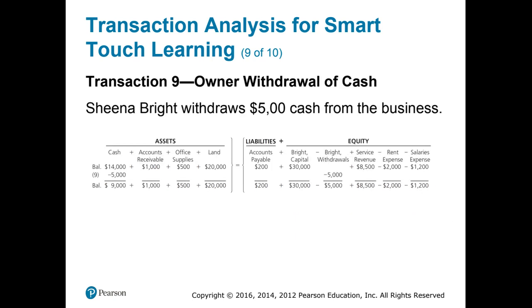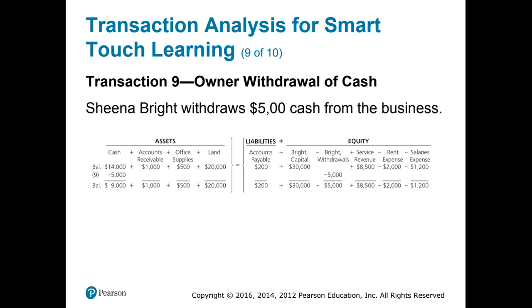And then transaction 9. So we distribute a $5,000 cash dividend to the stockholder, Sheena Bright. So Sheena Bright withdraws, it's supposed to be 5,000. There's a zero missing, see? Typos. So she withdraws 5,000 cash from the business. And so we see here, that means we're giving her 5,000 cash. So our cash goes down by 5,000.